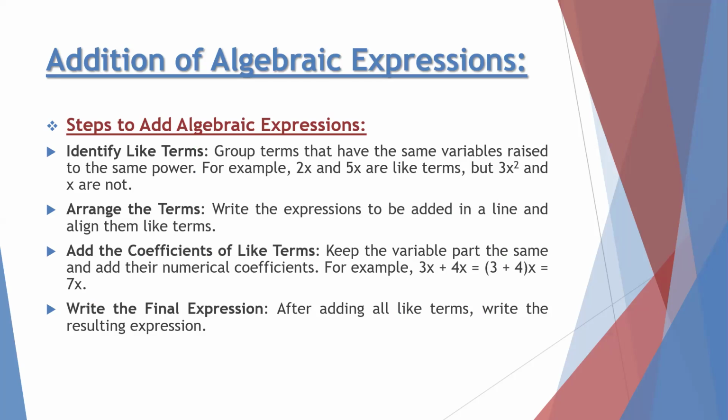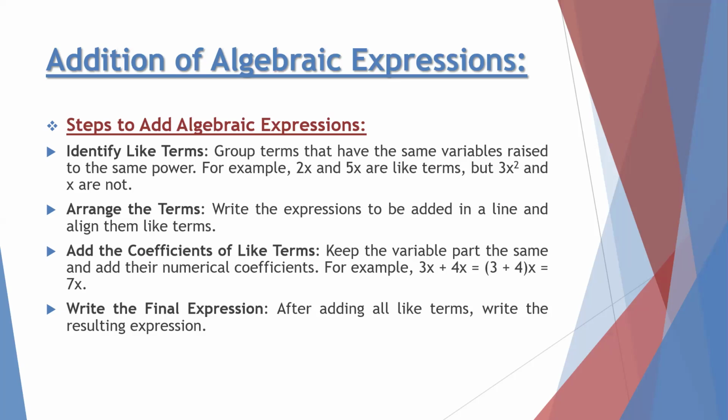That means, for example, 2x and 5x are like terms, but 3x square and x are not. So from this, we understand that the terms which have the same variable with the same power are said to be like terms. Then arrange the terms. It means write the expressions to be added in a line and align the like terms. It means bring all the like terms together.